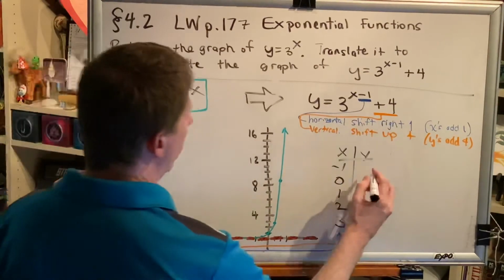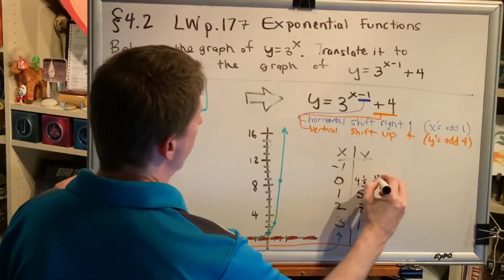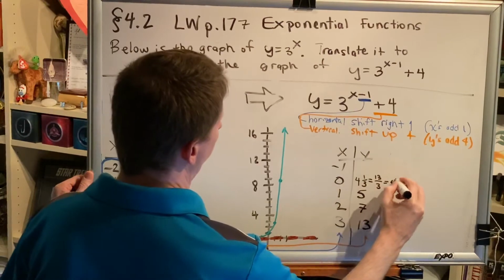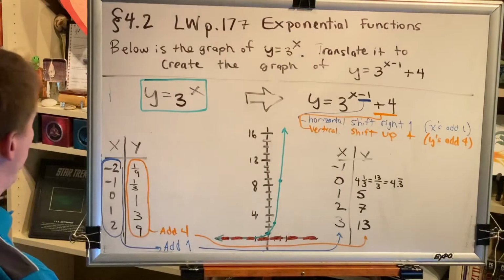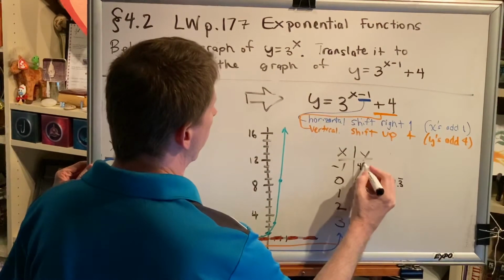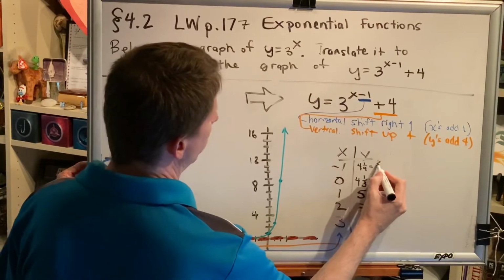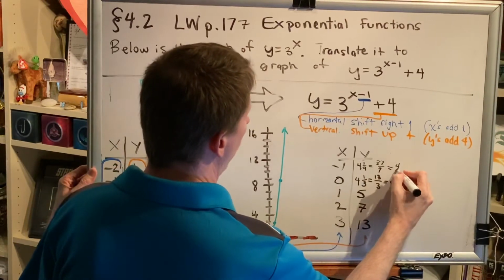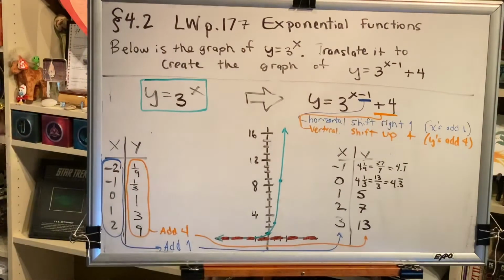1/3 add 4 is 4 1/3, also known as 13/3, which is approximately 4.3 repeating. Actually, it's exactly 4.3 repeating. And then 1/9 plus 4 would be 4 1/9. Let's see, 9 times 4, 36 plus 1, that's 37/9. And that would be 4.1 repeating.